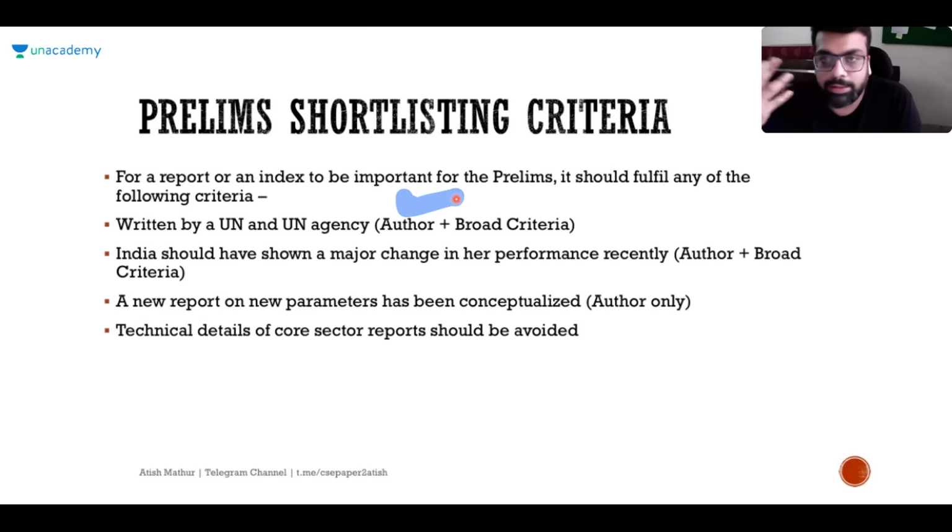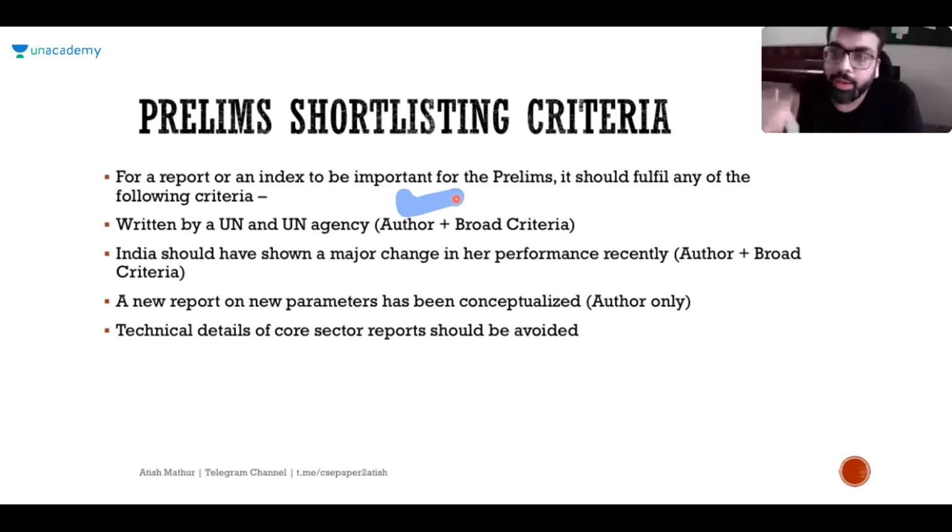So, for example, IMF. Now, let us say IMF publishes a report X. Now, IMF is a UN related agency, which basically means that I need to know that IMF has written it, and two, I also need to know the criteria on which the IMF has decided to rank countries a certain way. Okay, that's one of the reasons why a specific report or an index becomes important.